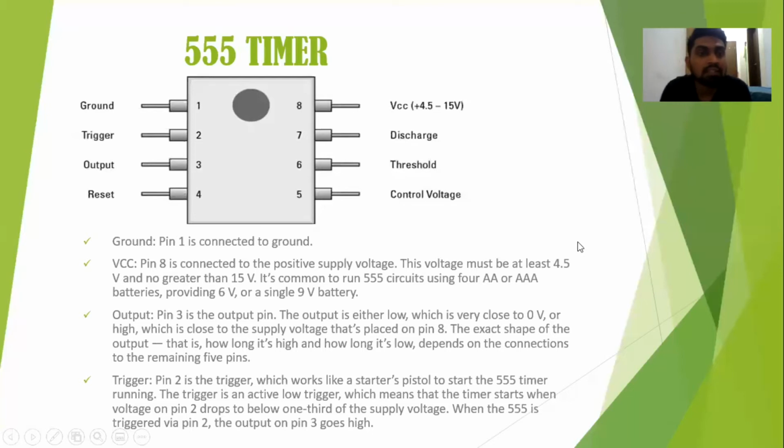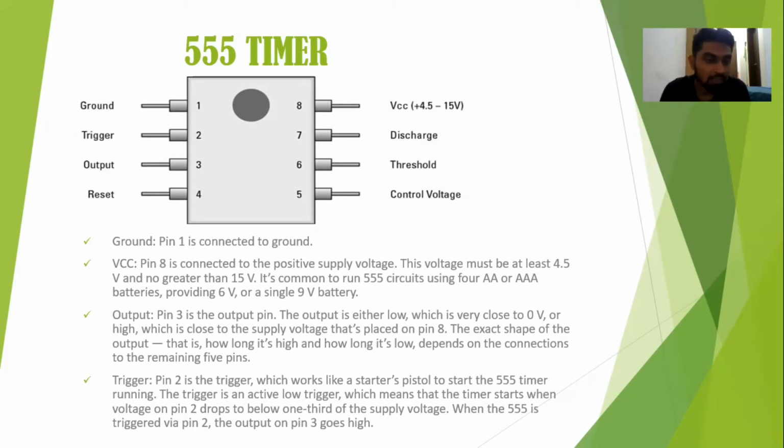Next is the 555 timer diagram. It has 8 pins: ground, trigger, output, reset, discharge, threshold, control voltage, and VCC. Every pin has its own function. First is ground: pin 1 is connected to the ground. Next is VCC, pin 8, connected to the positive supply voltage. The voltage must be at least 4.5 V and no greater than 15 V. It's common to run 555 circuits using 4 AA or AAA batteries, providing 6 V, or a single 9 V battery.